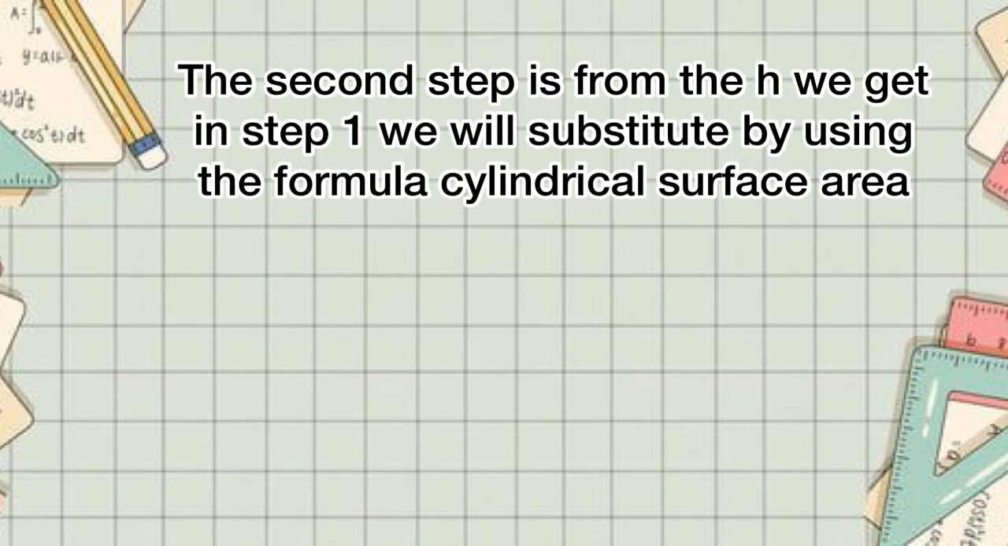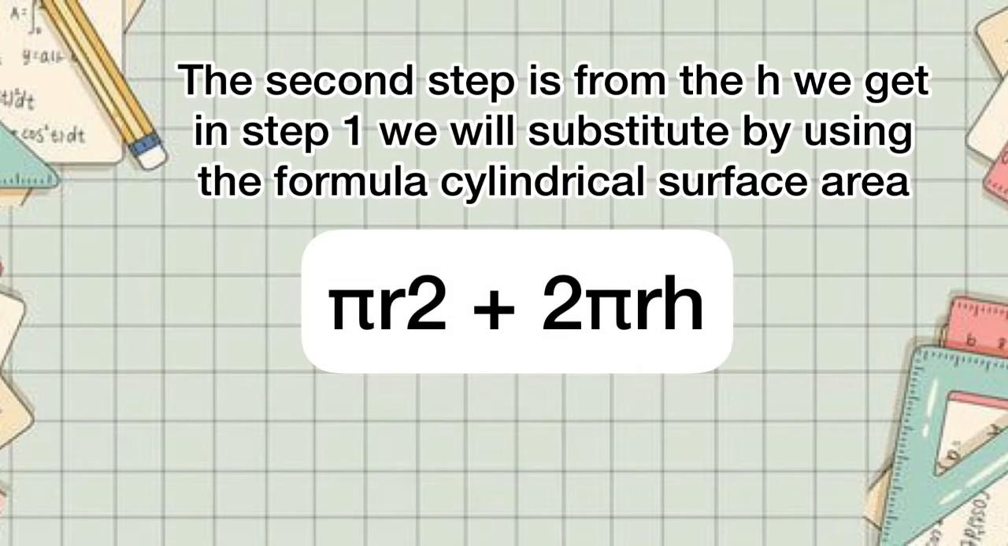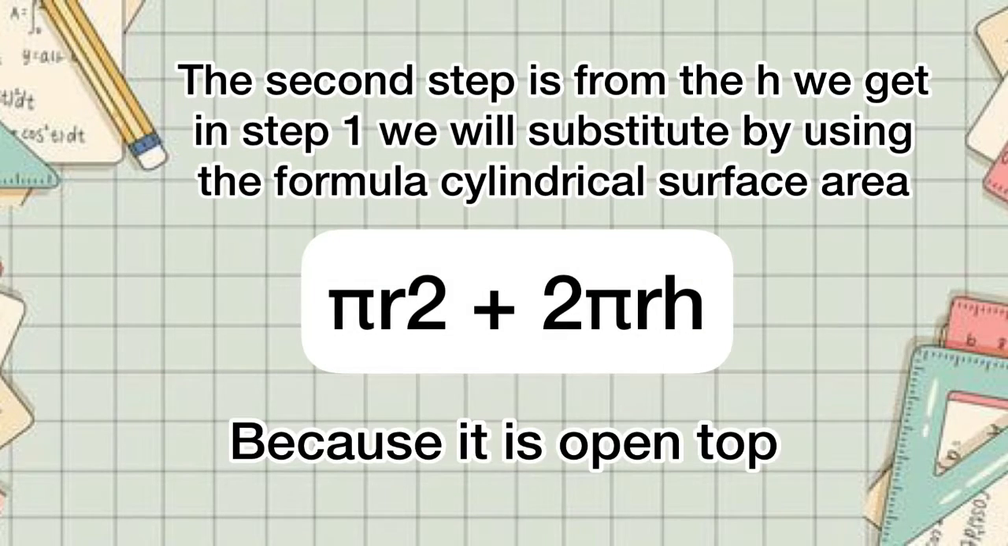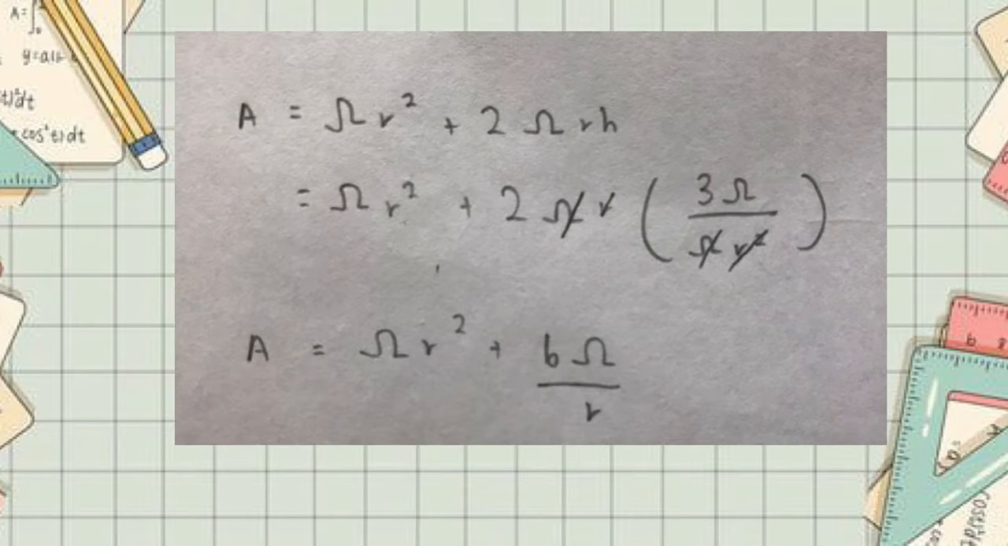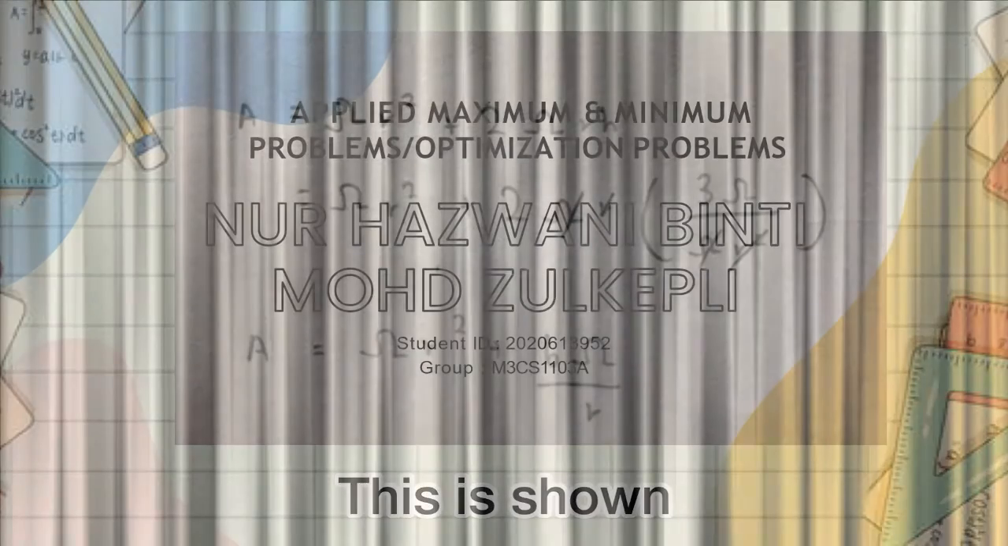The second step is to substitute the h that we got in step 1 into the formula of cylinder surface area, pi r squared plus 2 pi r h. So A equals pi r squared plus 2 pi r, substituting h with 3 pi over pi r squared, and after the calculation we get that A is pi r squared plus 6 pi over r, which means this is shown.